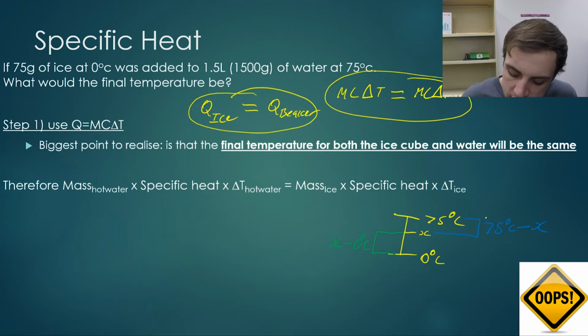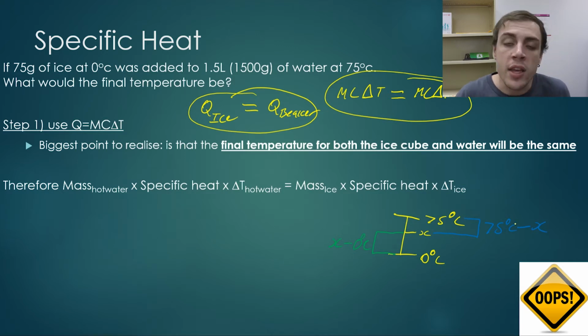So what I've done is I've said, yes, we don't know what this unknown is, but I know that this 75 degrees is going to get colder. It's going to go down. So I did 75 degrees Celsius minus X. Now, the opposite can be said for the cube of ice.